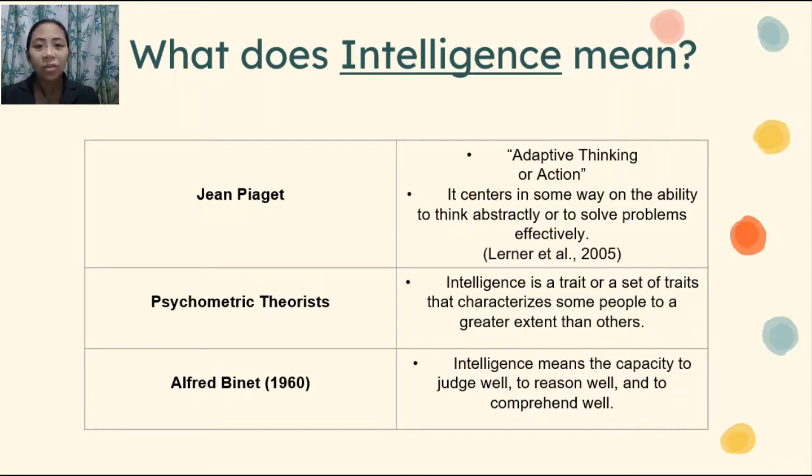Intelligence is a trait or a set of traits that characterizes some people to a greater extent than others. Meaning, it is said that instead of a single factor, intelligence is a collection of distinct abilities. A trait rests on the idea that people differ from one another in terms of where they stand on a set of basic trait dimensions that persist over time and across situations.